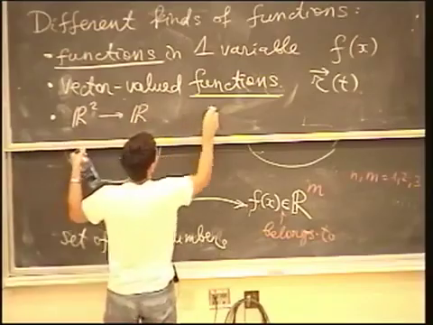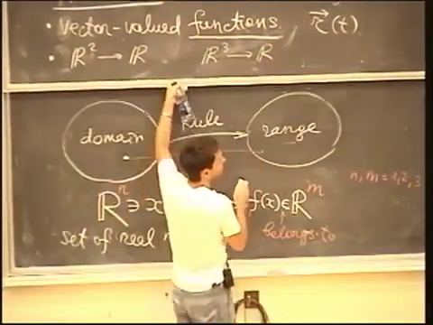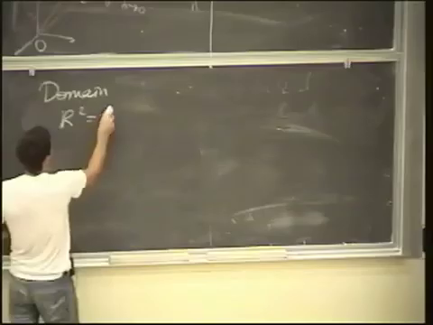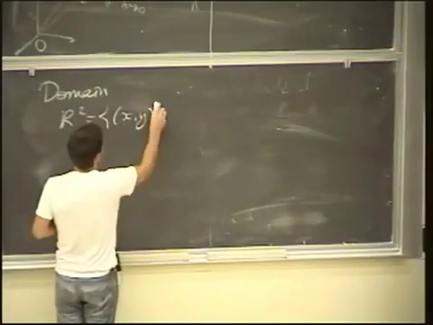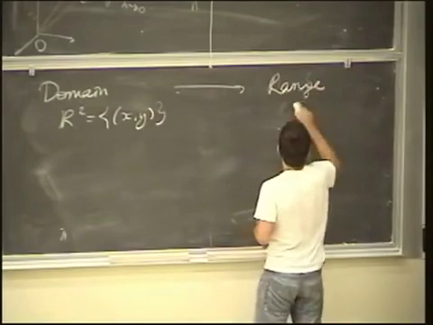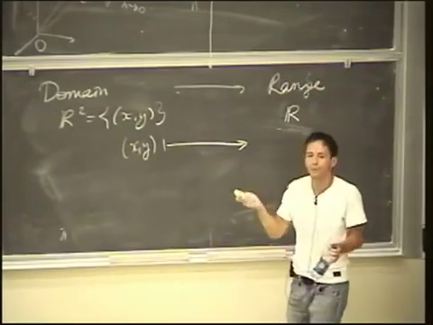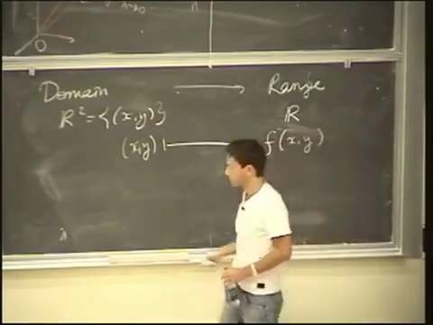So maybe I will write it here. Let's just write like this, R2 to R, and R3 to R. So then how to express such a rule? So the domain is now, say, R2. So it's a set of all pairs of points. And the range is just R. So it means that each (x, y) has to go to some number. So we have to denote this number in some way. And the way we denote it is, say, f of (x, y). Okay?